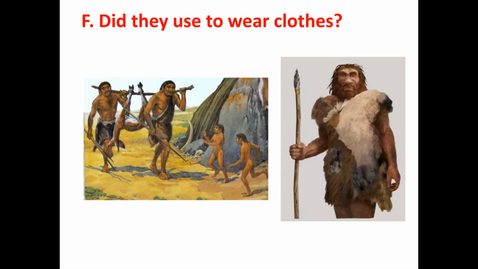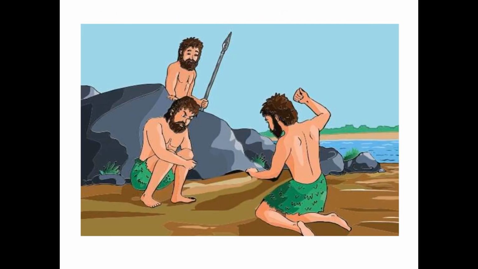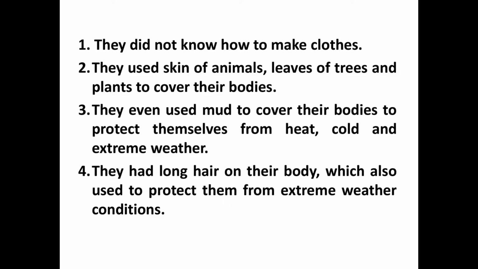Now we will see, what did the early man used to wear? You see, they did not know how to make clothes. So, they used skin of animals and leaves of trees and plants to cover their bodies. They even used mud to cover their bodies to protect themselves from heat, cold, and extreme weather.